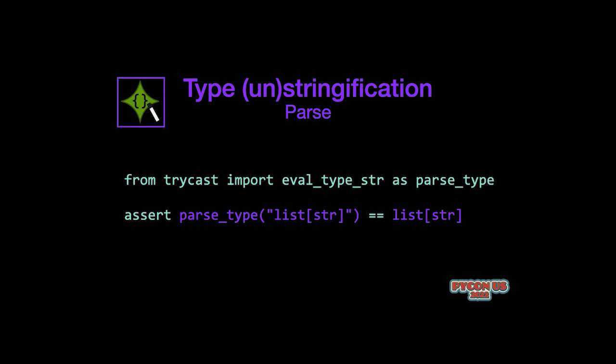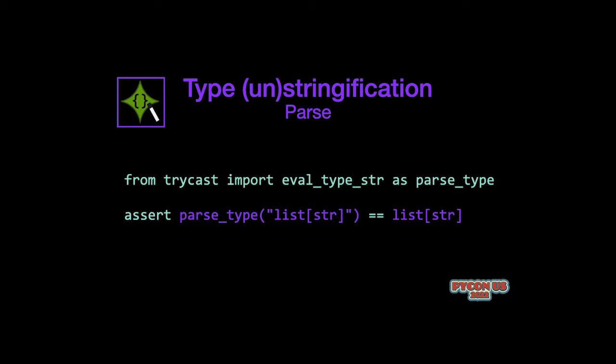Parsing is a little bit more interesting. I believe the only library that does this is TriCast, because when you pass its function a type object, it will also accept a top-level string type. And if you give it a top-level string reference to a type, then it needs to be able to resolve that to an actual type annotation object. So it has a library that it exports for that purpose. How is that different to get type hints?